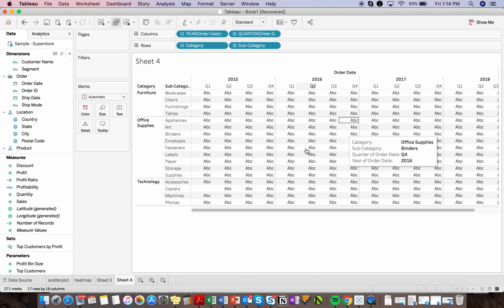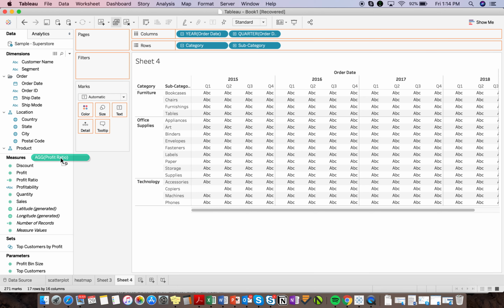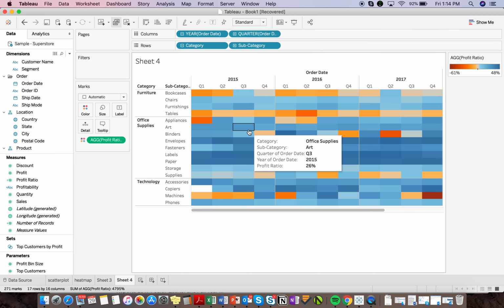So next, we will need to input the values in this heat map. For example, we would like to look at profit ratio. So the first thing you can do is to drag it into colors. Over here you can see a heat map with the colors red, orange, blue. Red represents a negative profit margin, while blue represents a positive one.